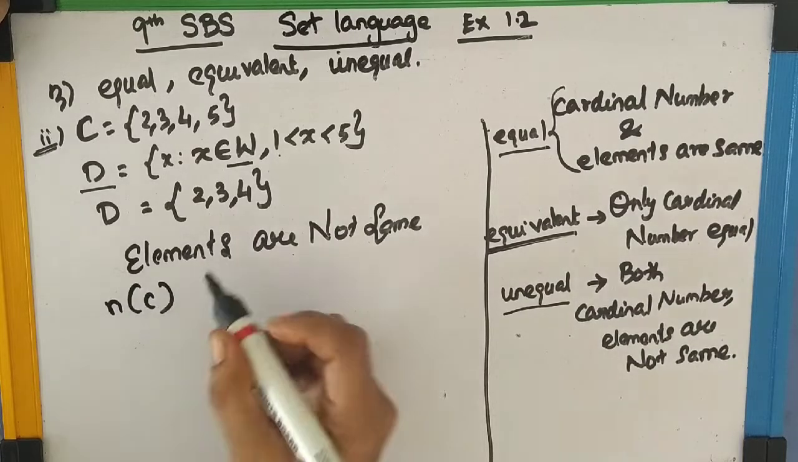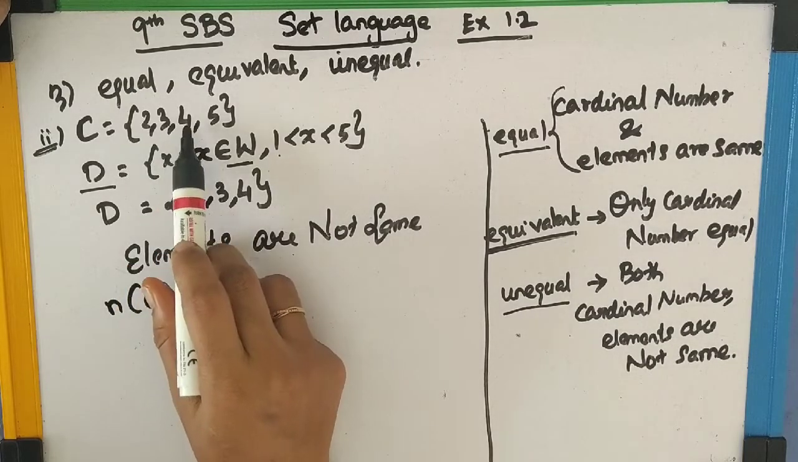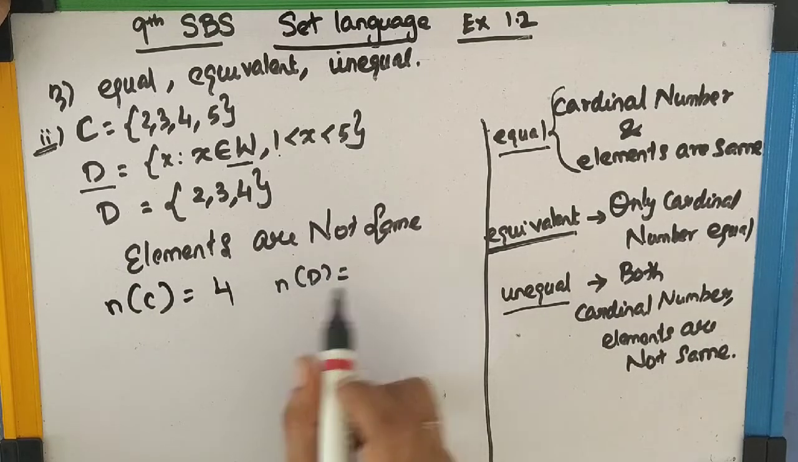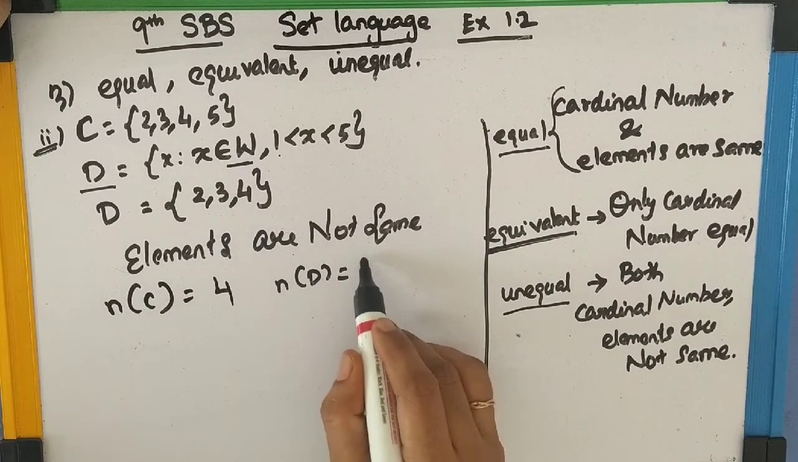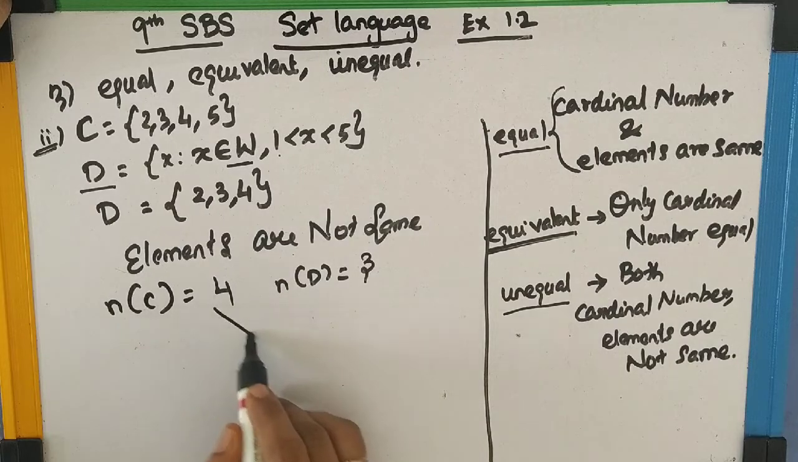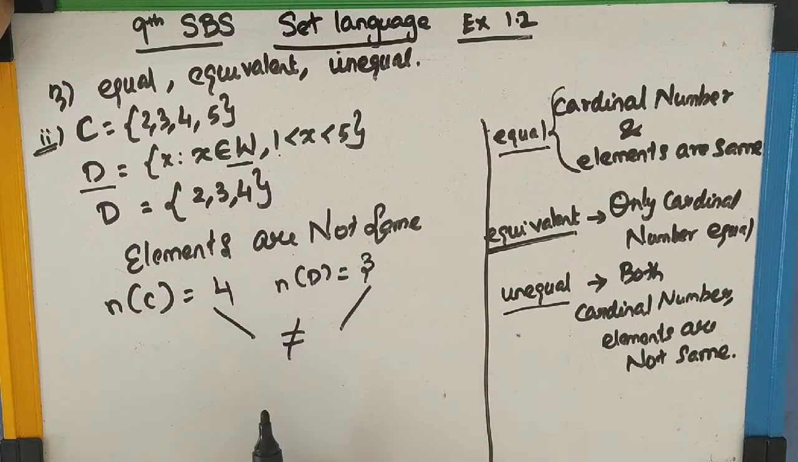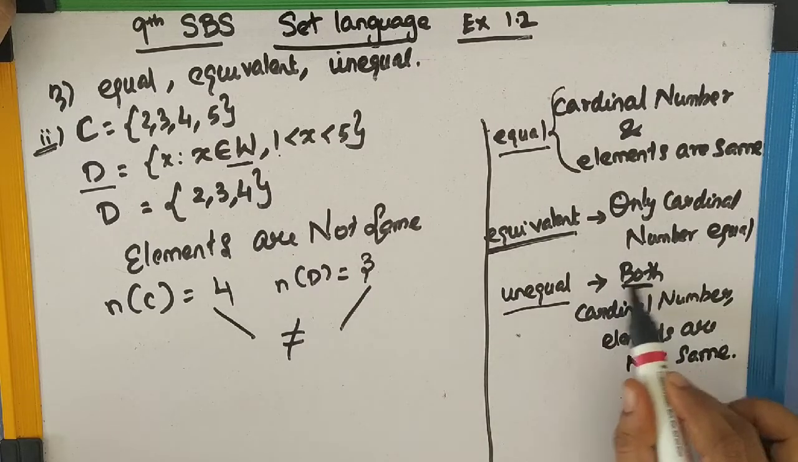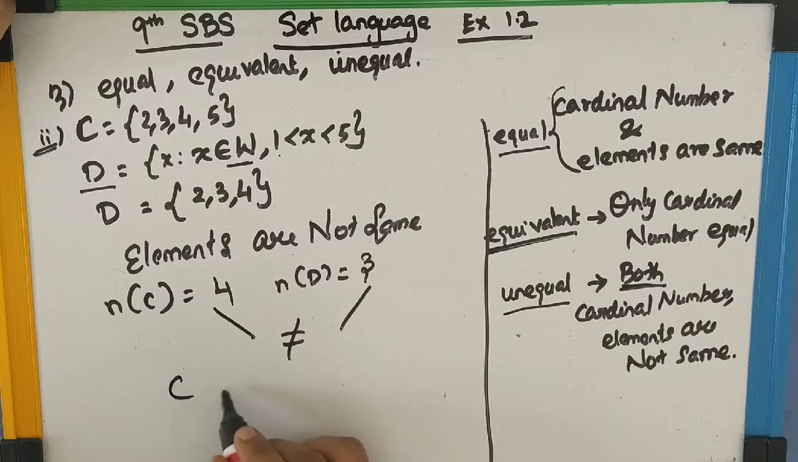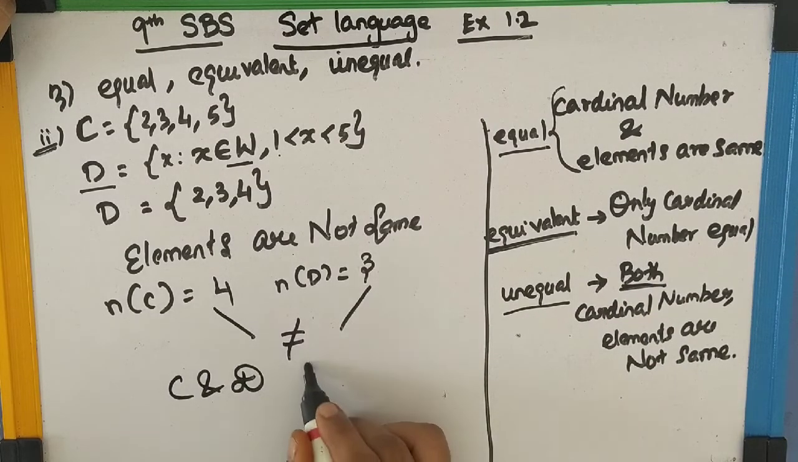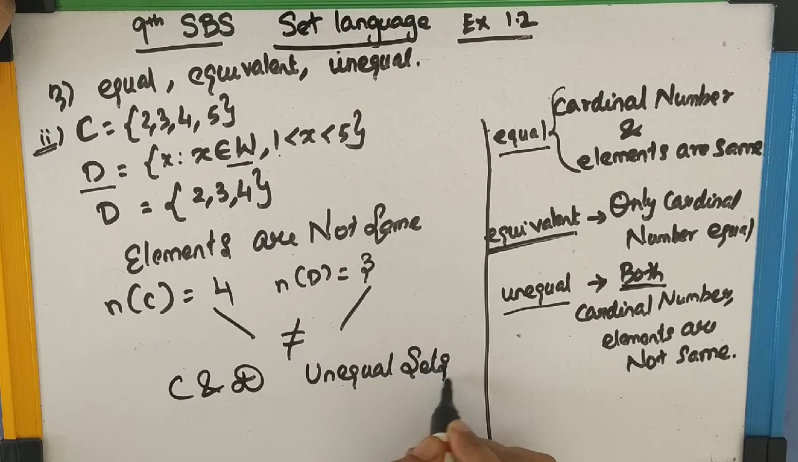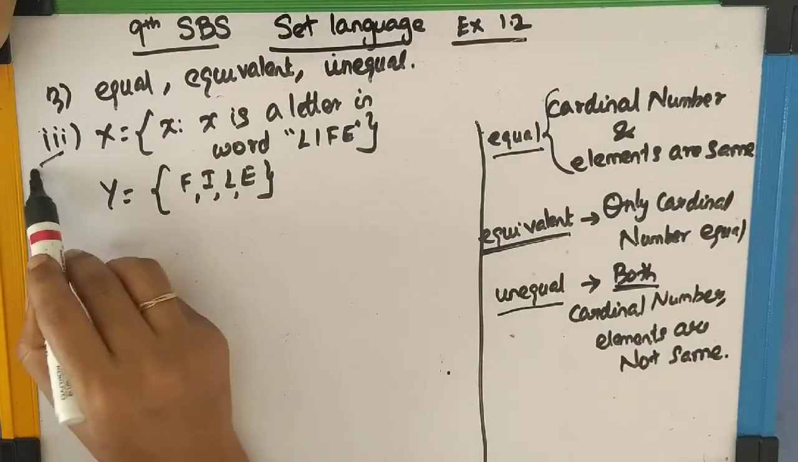Okay? Find the cardinal number of C. So we can check the next case. The cardinal number of C is 4 and the cardinal number of D is 3, with elements 2, 3 and 4. So here in this case the cardinal number is also not matching. So the elements are not matching and the cardinal number is not equal. So both are not equal. So we should consider that sets C and D are unequal sets. Okay? Okay. Now let's move on to the next question.